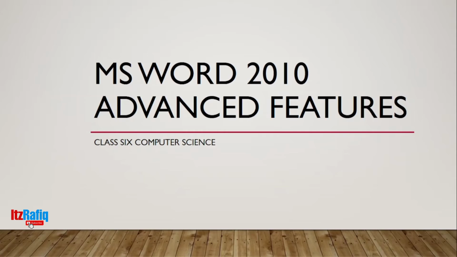Welcome to the remaining part of chapter 3, MS Word 2010 Advanced Features. In the previous class or video we have already learned about header and footer, endnote, footnote and drop cap. So in today's video we are going to learn about tab stop, column, show and hide tool, increase and decrease indentation, thesaurus, etc. So let's begin our class.